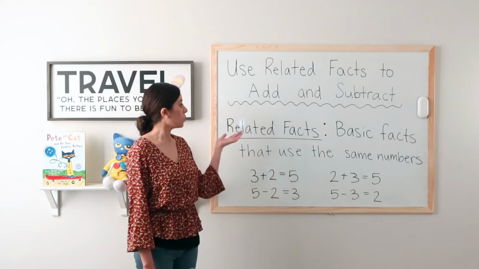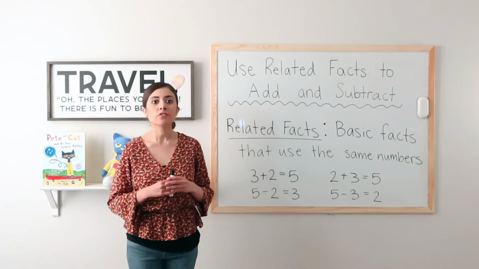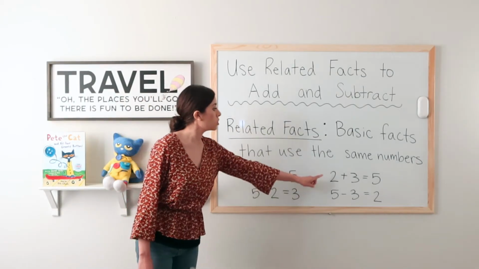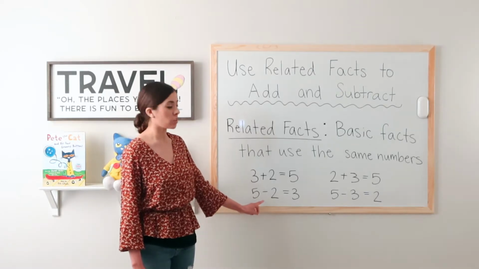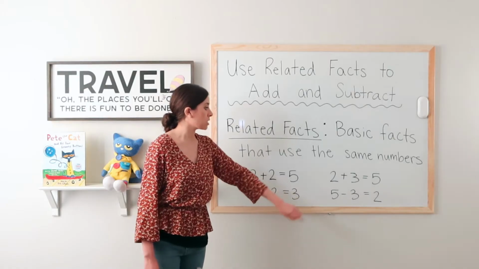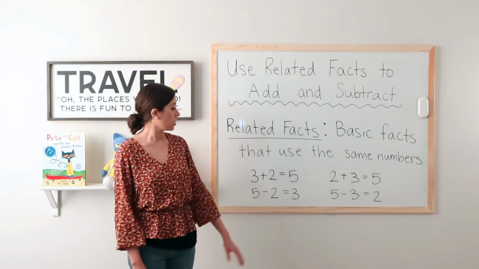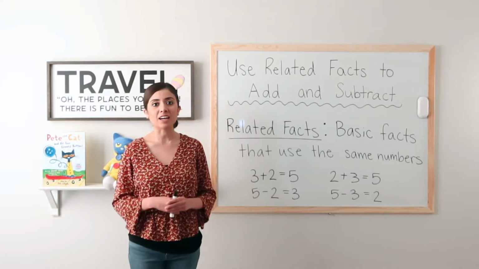Related facts. Related facts are basic facts that use the same numbers. For example, 3 plus 2 equals 5, 2 plus 3 equals 5, 5 minus 2 equals 3, 5 minus 3 equals 2. These are all related facts. Notice that I use the same 3 numbers for all facts.